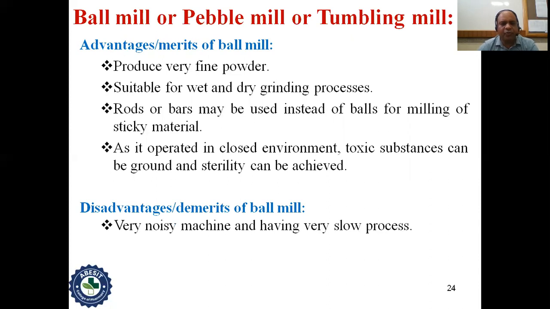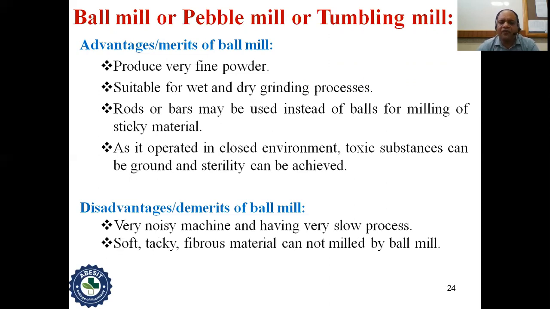Disadvantages or demerits of ball mill. Ball mill is a very noisy machine and has a very slow process. Due to the moving of different size balls, the machine is very noisy. And due to the heavy balls, the speed of the process is very slow.